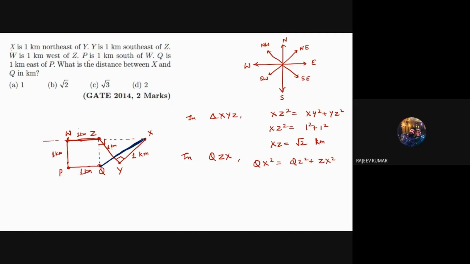Sorry. Now in this case, PW is going to be equal to ZQ. So the value of QZ will be 1, whose square will be 1, and the value of XZ we found a while ago above, that is root 2. So ultimately you have to find out the distance between X and Q. So QX square is going to be equal to 1 plus 2, that is QX is going to be under root of 3. So the correct answer will be under root of 3.